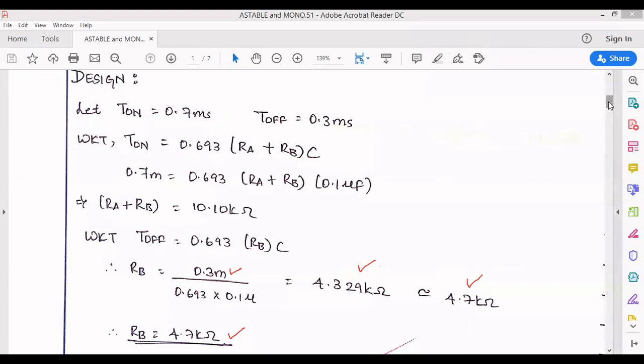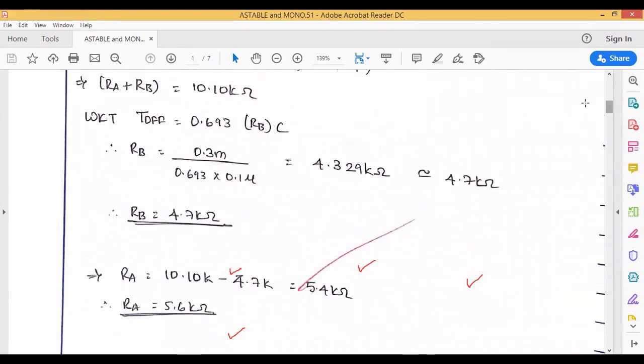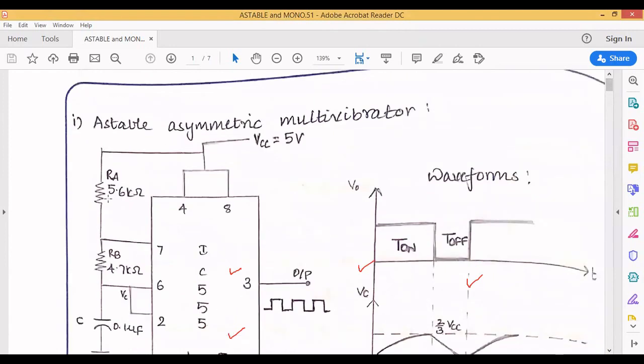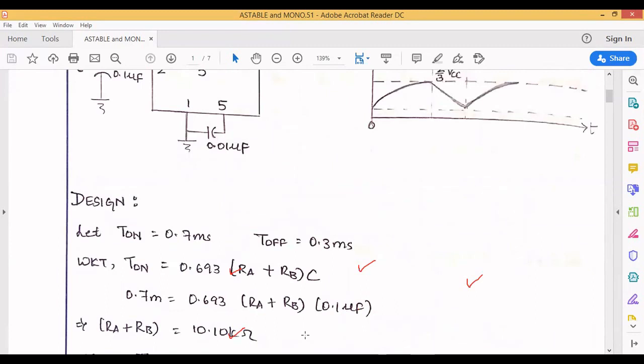The next is RA. By substituting the RB value, that is 4.7 kilo ohm, in the above equation, we are substituting the value of RB as 4.7. If you substitute the value of RB, you will get the value of RA. So now RA is 5.6 kilo ohm and RB is 4.7 kilo ohm. So you just take RA as 5.6 and RB as 4.7 kilo ohm in order to get a duty cycle of greater than 50%. If you want a duty cycle of less than 50%, what do you have to do?